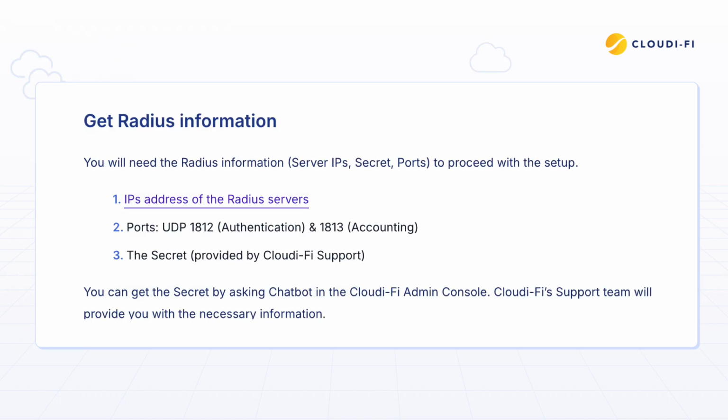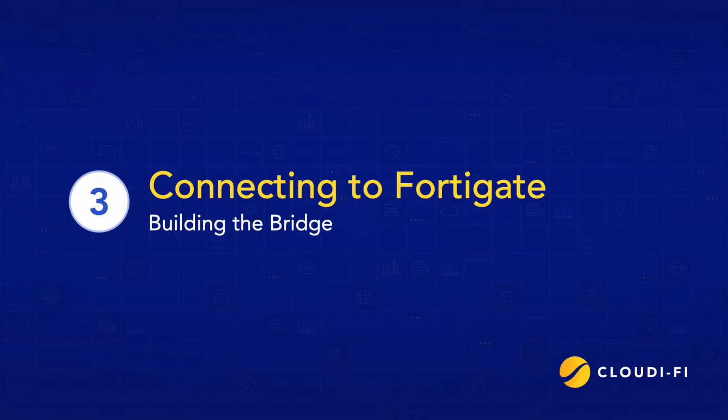Okay, next up is the Radius info. You're going to need the IP addresses for Cloudi-Fi servers. The ports are standard, UDP 1812 and 1813. You don't have to worry about those. And finally, the shared secret. Grab that right from the Cloudi-Fi support team, usually through their chatbot. Super easy. All right, we've got all our info.